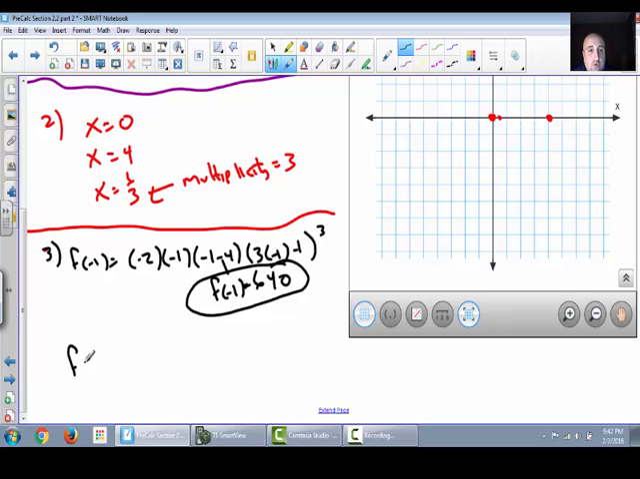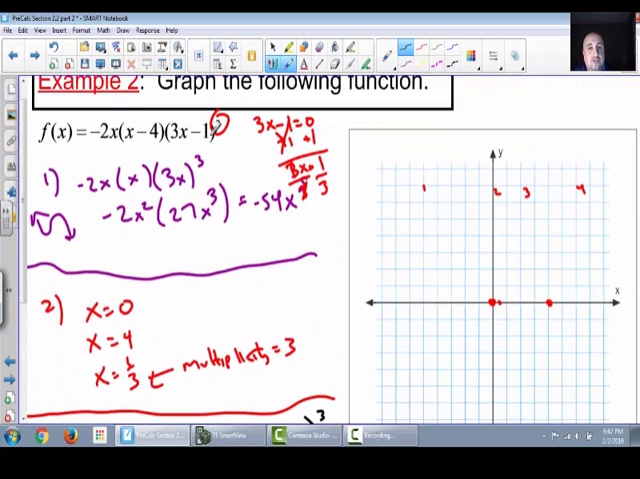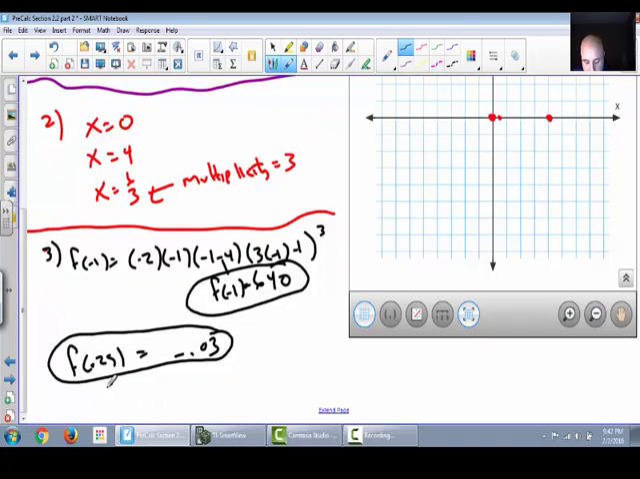Now let's test a number between 0 and 1/3. The easiest one to do would be 0.25. When you plug 0.25 in, you get -0.03. I'll save us some time, we're not going to plug that in, but you could plug in 0.25 into here, and you can get an answer of -0.03. Now we need a number to the right of 1/3. So let's just do 1. When you plug in 1 into the original function, you get 48.